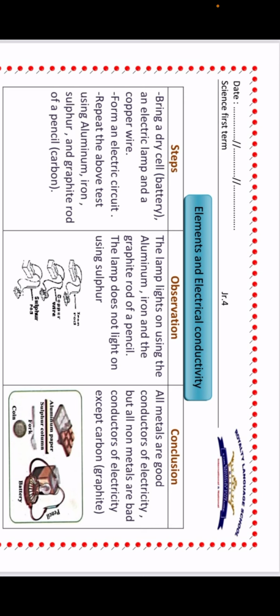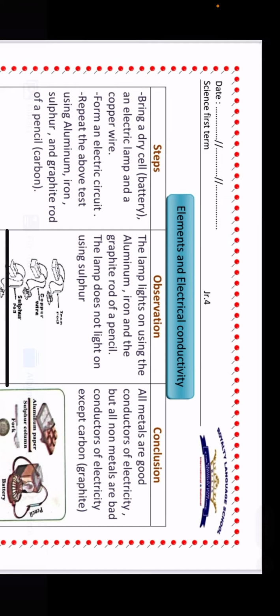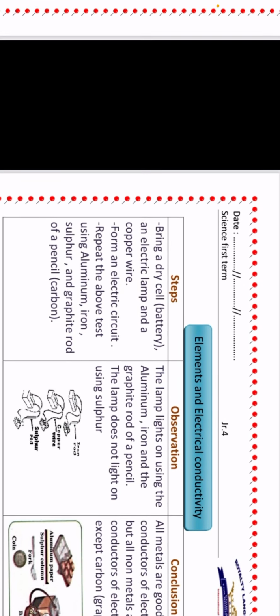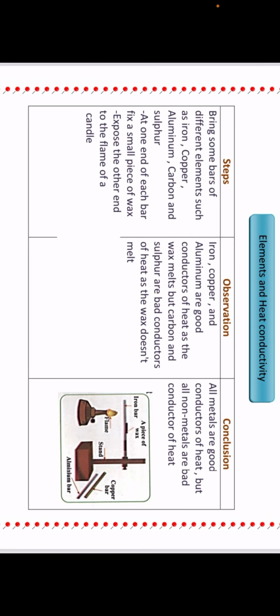So, we studied two properties of elements. The first one, metals are shiny, have metallic luster. Non-metals aren't shiny, haven't metallic luster. Number two, metals are good conductors for electricity. Non-metals are bad conductors for electricity, except carbon, which is good. Now, we will study the third property. We will study what? The third property, which is elements and heat conductivity.